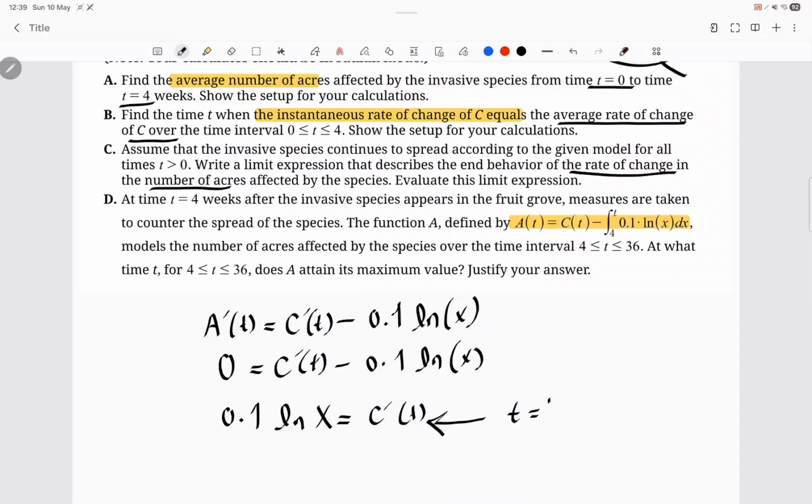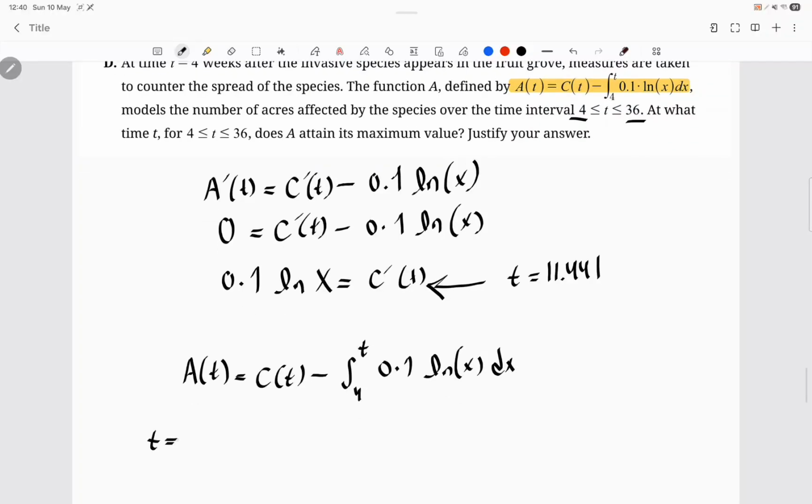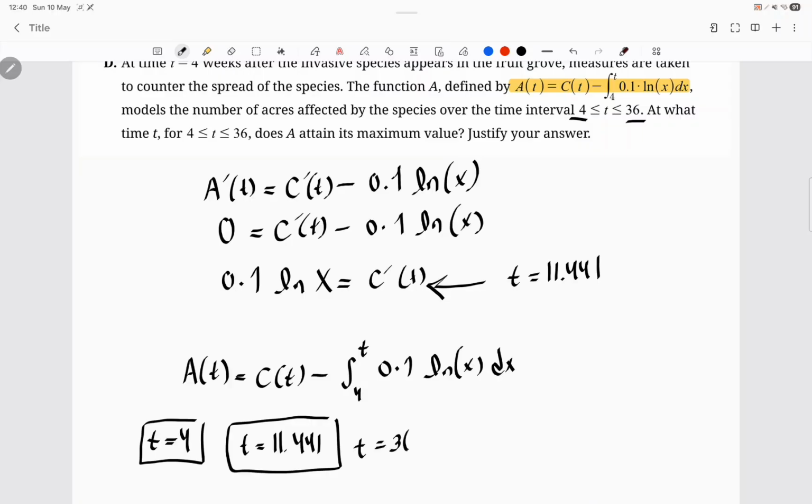So now the time is equal to 11.441. We must assess this endpoint plus this critical point plus those two endpoints. So now we're going to say A of t is equal to C of t minus the integral from 4 to t of 0.1 ln of x dx. We must assess this with the time of 4, the first endpoint, with the time of 11.441, the critical point, and the time of 36, which is the other endpoint. So we must assess it three times. Whichever gives you the highest number is going to win.